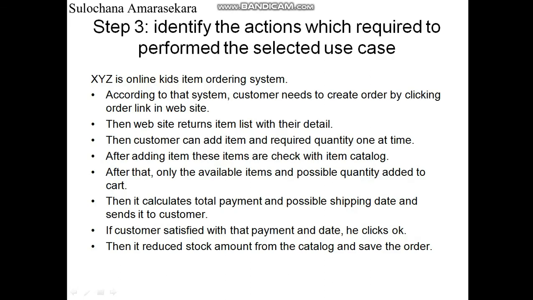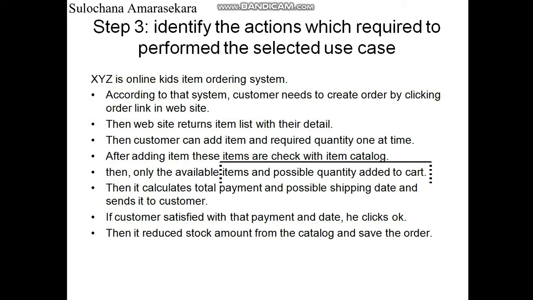Now step 3. Under step 3 we need to identify actions which come under the selected use case. According to our problem, the customer needs to create an order first. After that, the system displays the item list. Then the customer can select an item. He can select any number of items but one at a time. Then the system checks the availability of the selected item, only if the item is available in the catalog.